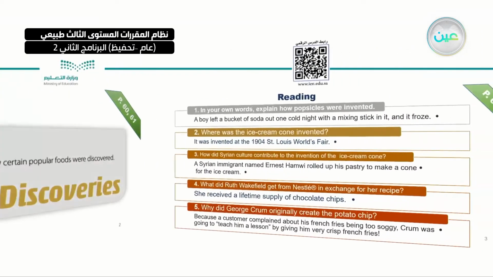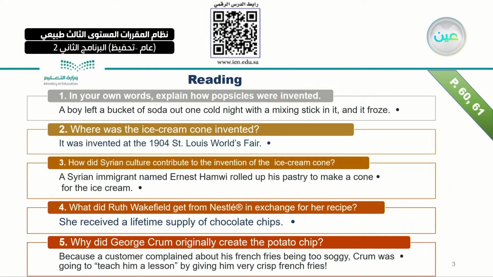Then we are going to ask questions and answer them, of course, after reading. In your own words, now you are going to tell us how you can express opinion or tell stories. Number 1, explain how popsicles were invented. Number 2, where was the ice cream cone invented? Talking about a place.